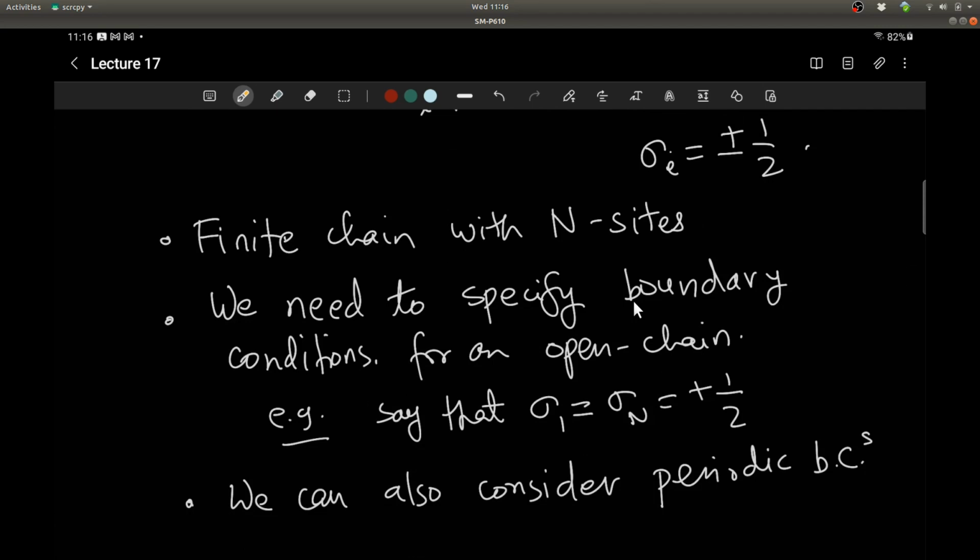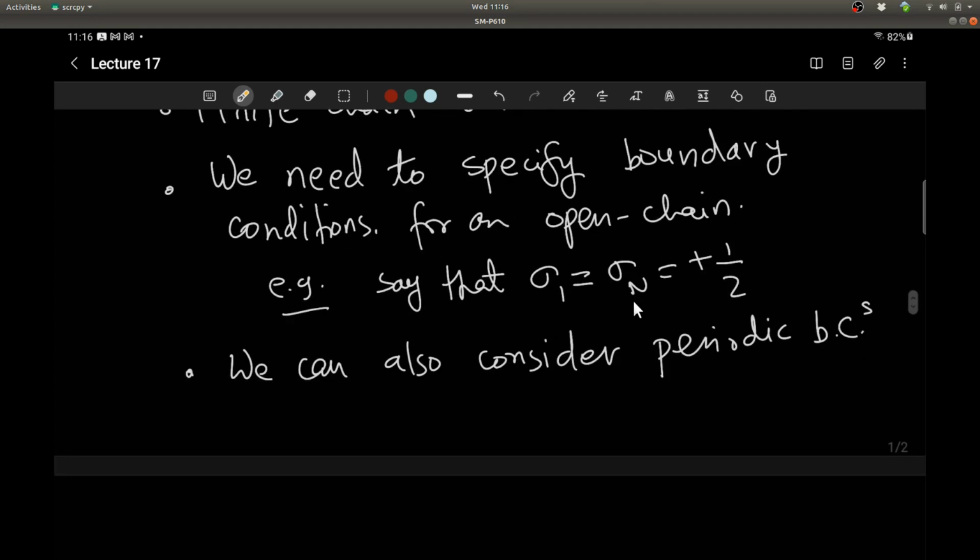If you put periodic boundary conditions, it's essentially a closed chain, right? Yeah, absolutely. So this is now a closed chain.